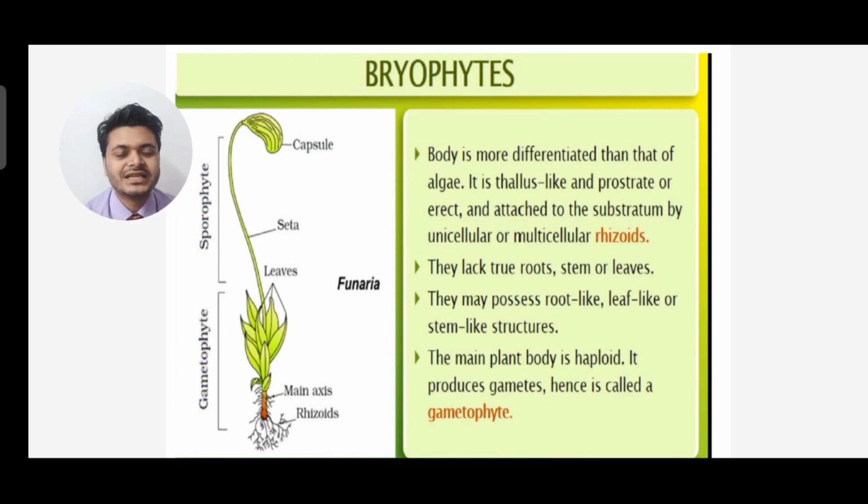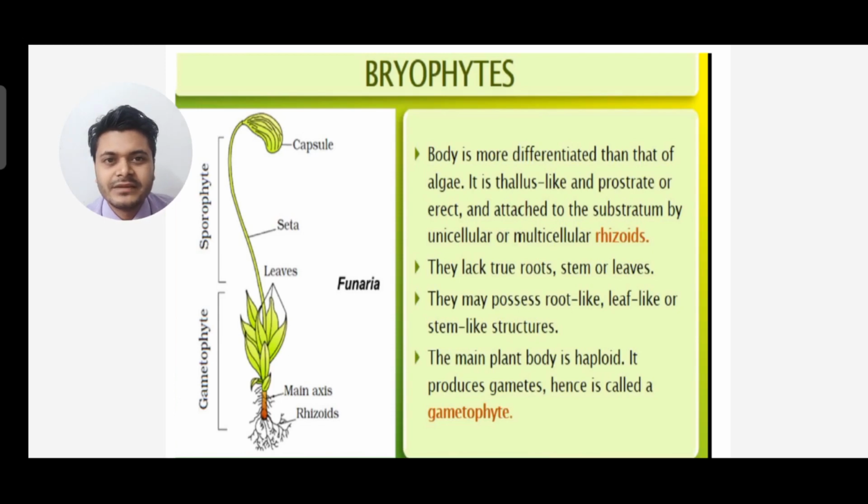It is thallus-like, prostrate or erect, and attached to the substratum by unicellular or multicellular rhizoids. They lack true roots, stem or leaves, and they may possess root-like, leaf-like or stem-like structures. So you can see they can have stem-like, root-like or leaf-like structures.